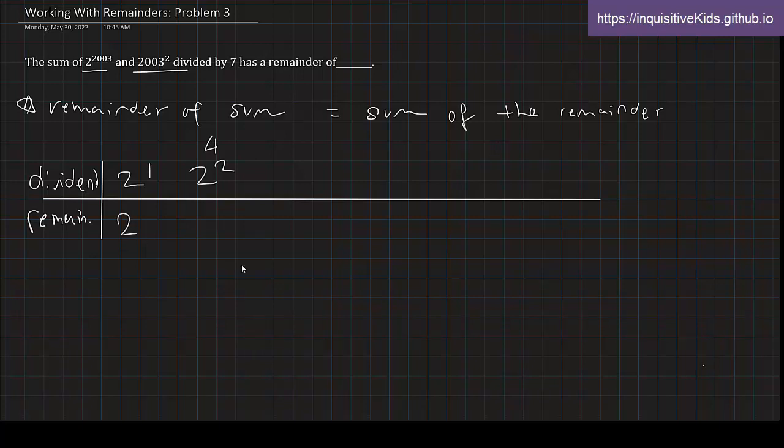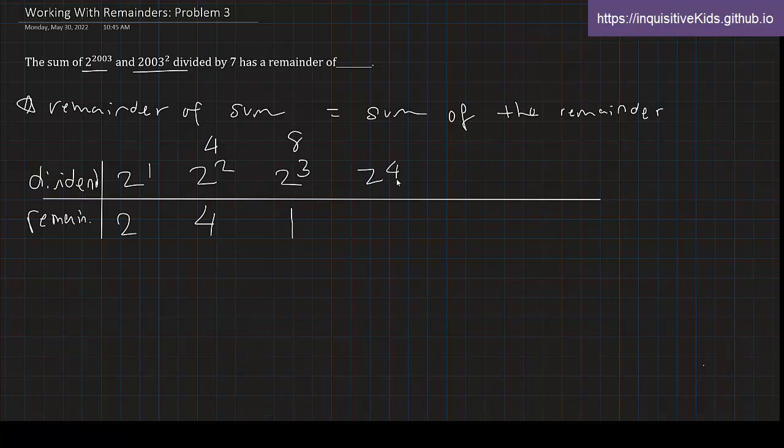2 to the second power is 4. 4 divided by 7 has a remainder of 4. What about 2 to the third power? That would be 4 times 2, which is 8. 8 divided by 7, well, 8 is now greater than 7, meaning that it will have a remainder of 1. Let's do a few more.